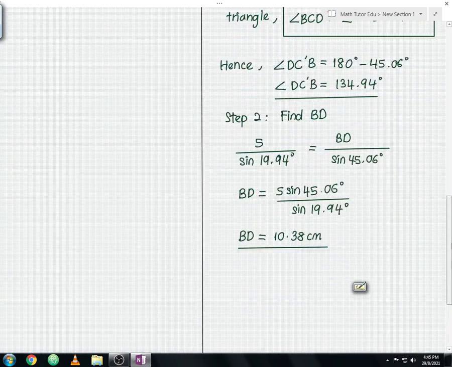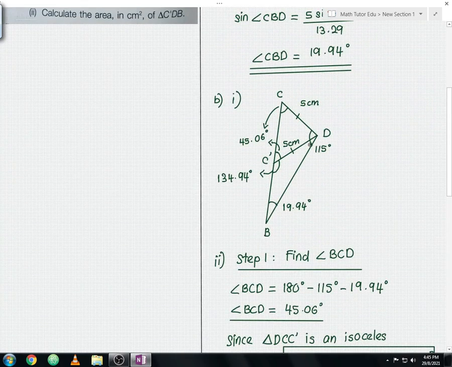Okay, so let me scroll up. Now the length BD is known and the length C'D is also known. The only step remaining is we need to find the angle C'DB, which is this particular angle over here. We know that angle CDB is 115, but we need to find out the angle C'DB as well. Within this portion of the triangle we know two angles, which are 134.94 and 19.94 degrees respectively. To find this remaining angle, you do 180 degrees minus these two angles respectively. That will be our step 3, guys.